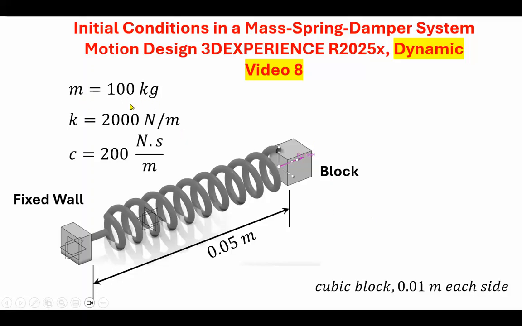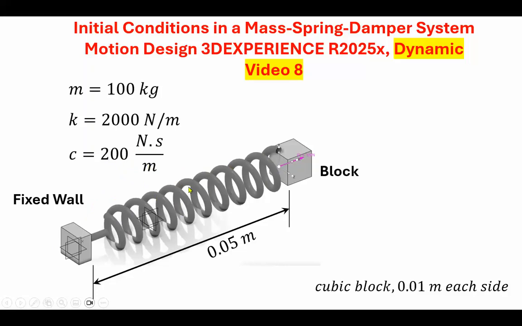Stiffness of the spring is 2000 Newton per meter, and there is also damping present. Although the damper is not drawn here, when we create our spring, it allows us to specify the damping coefficient, assuming that there is a damper in parallel with the spring, of course, 200 Newton second per meter.